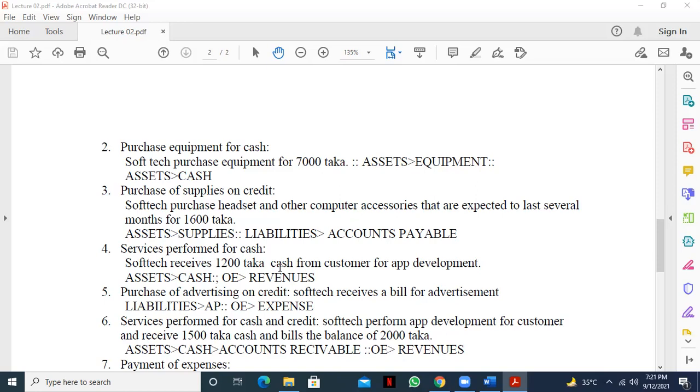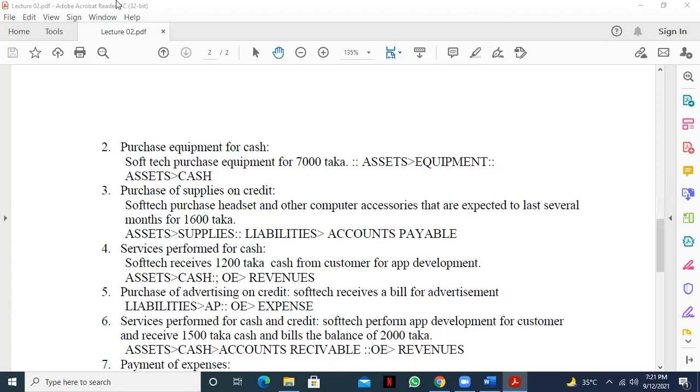On credit, due, bill. If you find these three types of words, that means you didn't pay cash. You will pay that money in a future day, and that is a liability for you. Right now it is a liability for you. So our liability will increase, and this type of liability in accounting we call accounts payable.